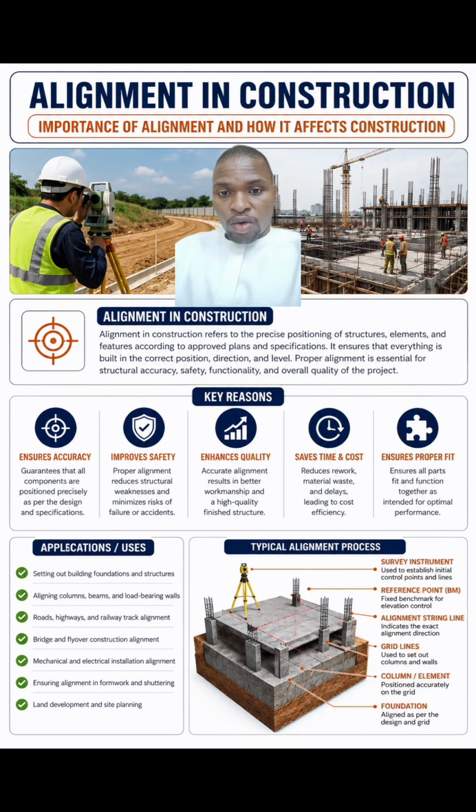Then we take a look at the typical alignment process. The first thing we have is the surveying instrument, used to establish initial control points and lines, which helps to give the initial control points and line. Then we have the reference point. Then we have the alignment string line. Then we have the grid lines, the columns, and the elements. Then we'll now have the foundation. So this is a pictorial image depicting what the alignment of a structure looks like.